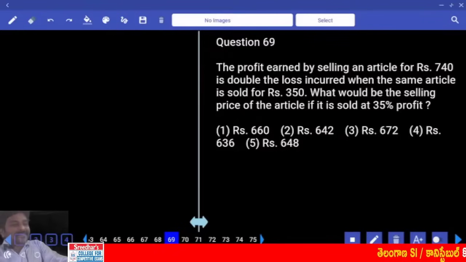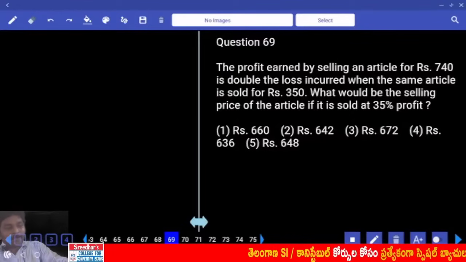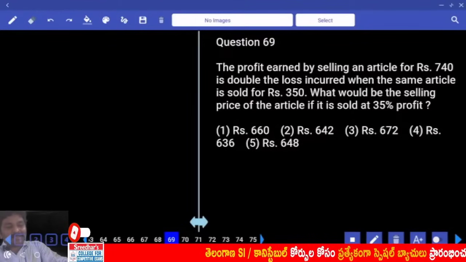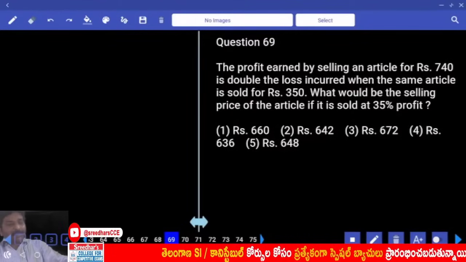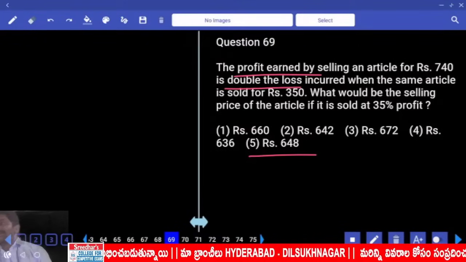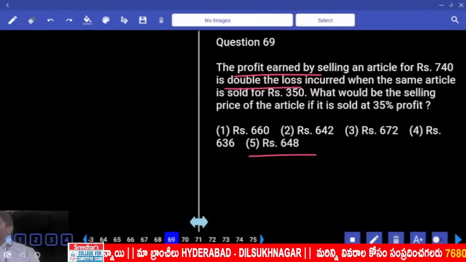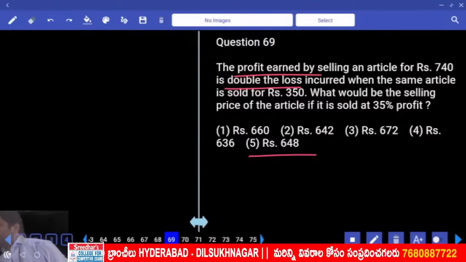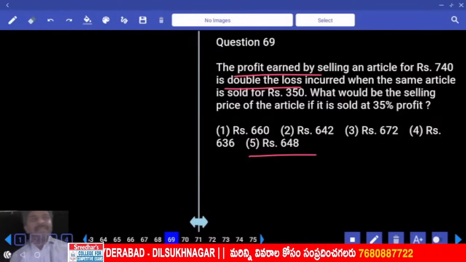The profit earned by selling an article for 740 is double the loss incurred when the same article is sold for 350. What would be the selling price of the article if it is sold at 35% profit? Profit is double the loss. Underline the statement. Profit is double the loss, correct?